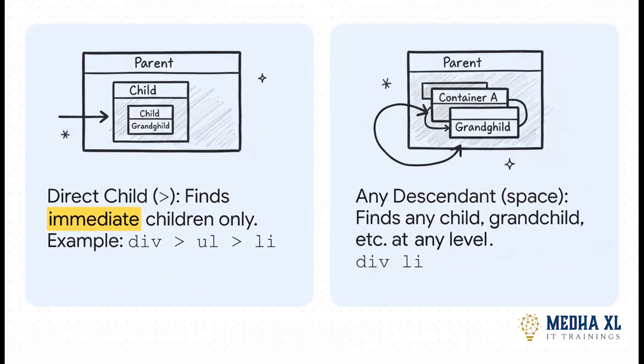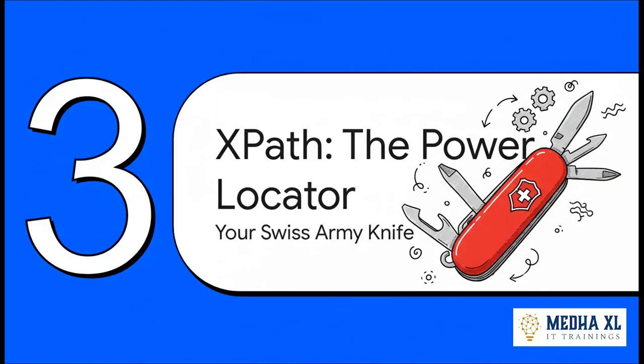It'll find any LI that lives somewhere inside that div, no matter how many levels deep it is. Okay, so we've seen the speed and precision of the CSS scalpel. Now it's time to pick up our Swiss Army knife, XPath. For all those times when the page structure is a mess, when the attributes are unreliable, or when CSS just can't do what you need, XPath comes to the rescue with a whole bunch of powerful new tools.